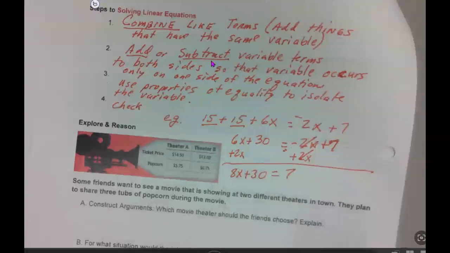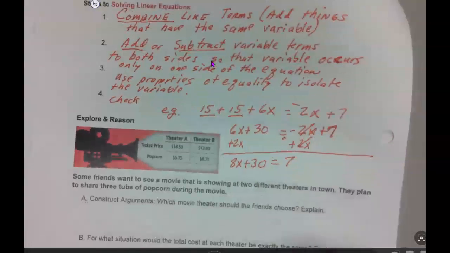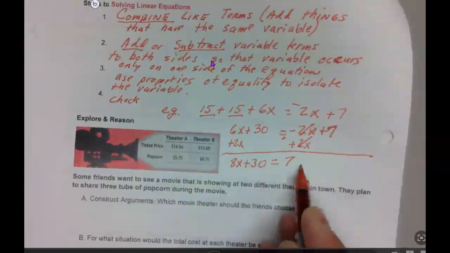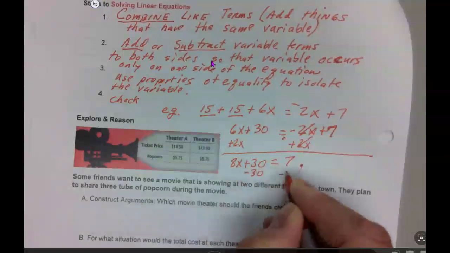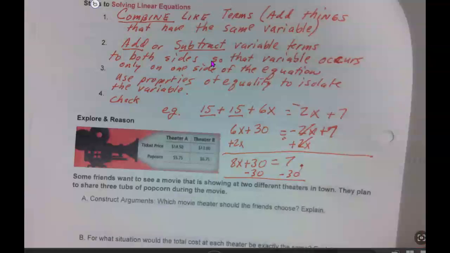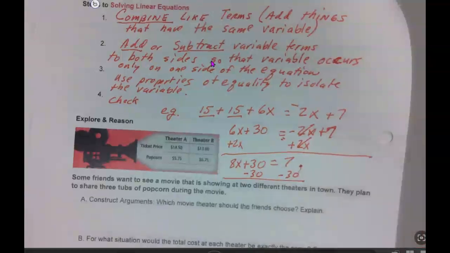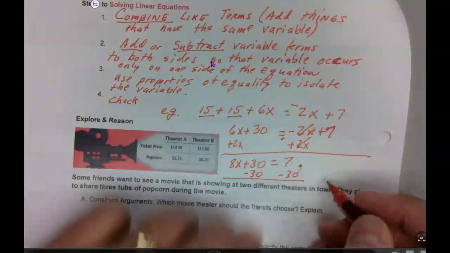Okay? And then what am I going to do next? I need to get my numbers where? On the other side, agreed? So Gavin, what would I do to get the 30 to the other side? Minus 30. Subtract, very good. So I'm using what's called subtraction property of equality to get 30 to the other side. So that gives me 8x equals negative 30.